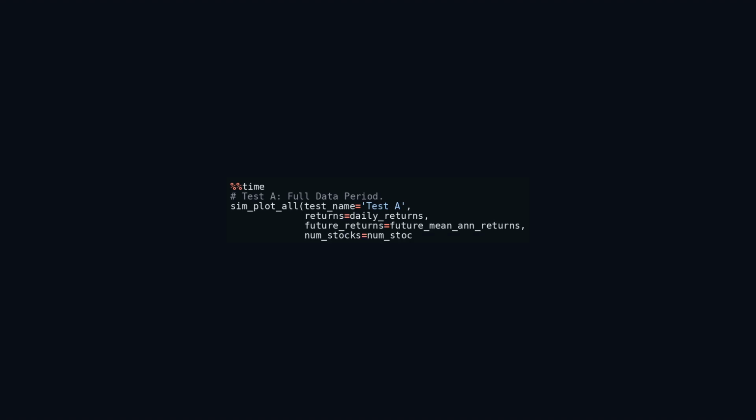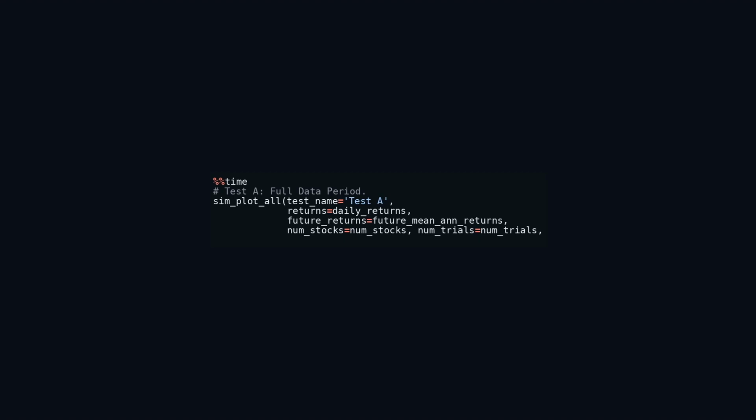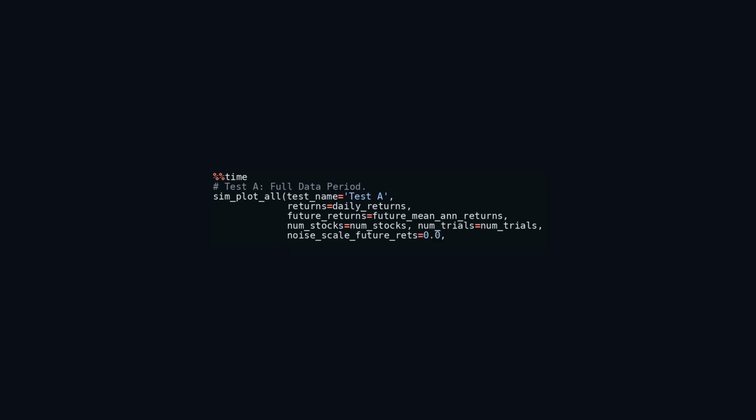The code in question is measuring the time it takes for a specific function or block of code to execute using the magic command time, which is a feature available in Jupyter Notebooks for CPython. Additionally, the code is running a simulation based on several provided parameters. These parameters include the test name, historical and future returns, the number of stocks, the number of trials, noise scale for future returns, and adjustment function for correlations, as well as minimum and maximum return thresholds and minimum and maximum weights for the simulation.